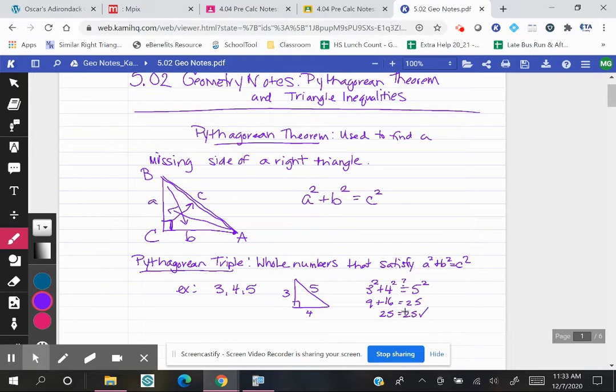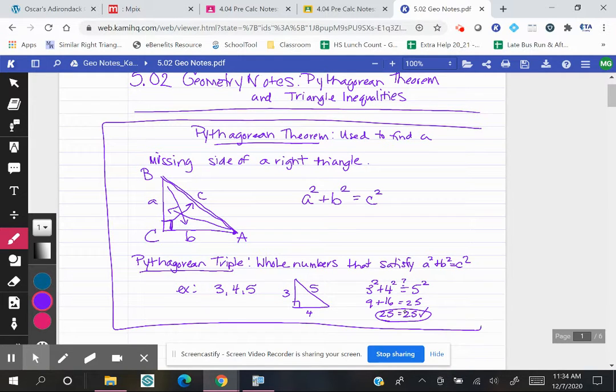So since we end up with a true statement, that means it satisfies the Pythagorean theorem, which means these 3 sides make a right triangle, and they're all whole numbers. So if you added anything with a radical in it or a decimal, then those would not be considered whole numbers, which means they would not be a Pythagorean triple.